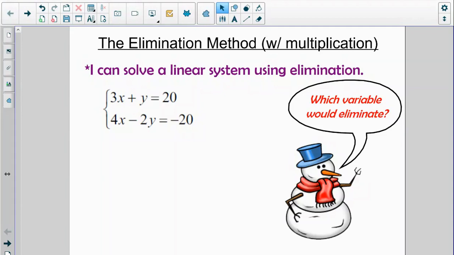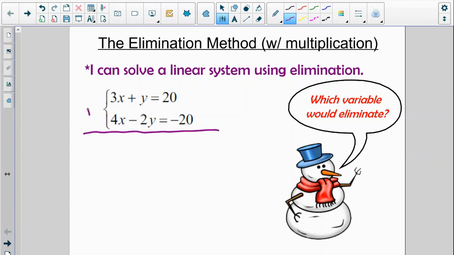All right, today we're going to take a look at the elimination method for solving linear systems. Yesterday we took a look at just kind of the basic form of the elimination method, where we could add the like terms together by combining the two equations. And when we did that, one of the variables would eliminate, which allowed us to solve the system.